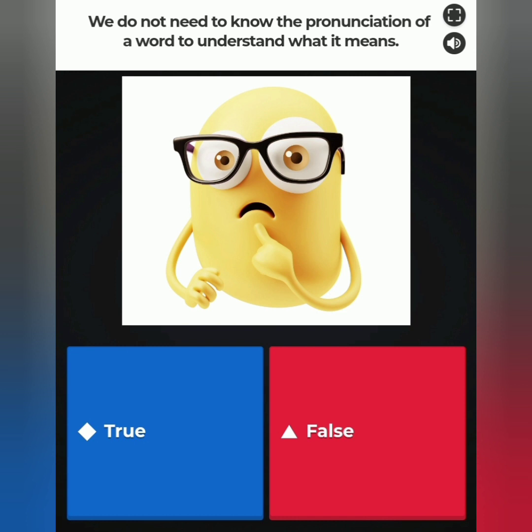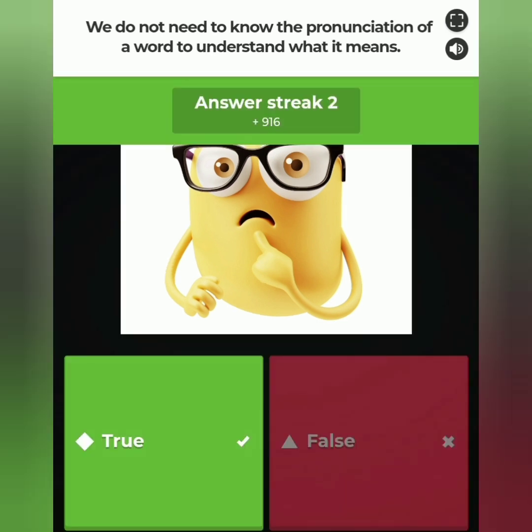Then the next question said, we do not need to know the pronunciation of a word to understand what it means. If you were listening keenly to the snippet, you would have checked your answer for this as well. That's true, because we have our orthographic vocabulary. And our orthographic vocabulary are those words that we understand when we see them. Even if we don't know the pronunciation, we just know the word and we know what it means. That's in our orthographic vocabulary.